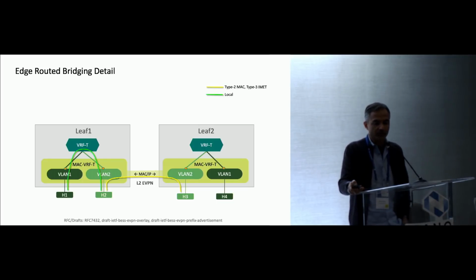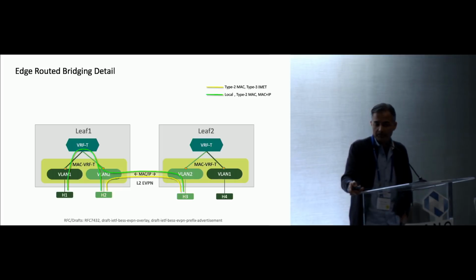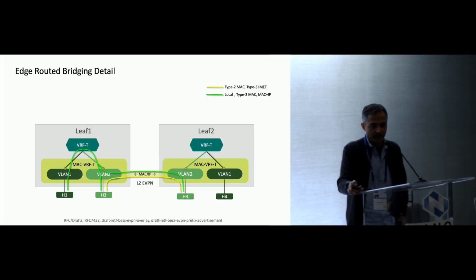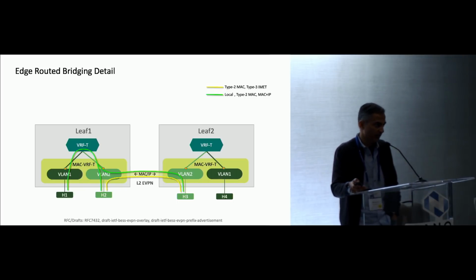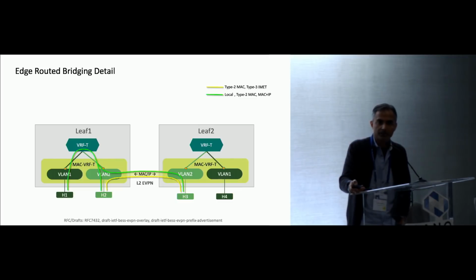Now we have local inter-subnet routing. With the type 2 MAC plus IP route, ARP table synchronization, we have inter-subnet routing between leaves, and this is asymmetric. Okay, so you can see the path is L2, L3, L2 on leaf 1, and then across L2. And the reverse will be, again, L2, L3, L2. So the bidirectional forwarding pattern is asymmetric.